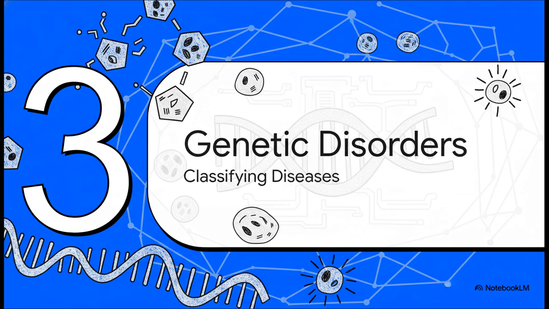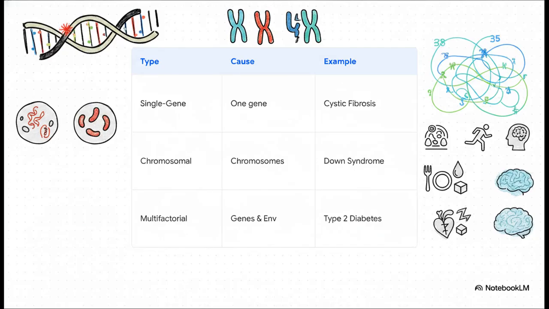When a mutation disrupts normal cellular function to the point of actually causing disease, we call it a genetic disorder. There are three primary classifications of these disorders to wrap our heads around. First, single gene disorders. As the name suggests, these result from a mutation in just one specific gene. Classic examples here include cystic fibrosis or sickle cell disease.